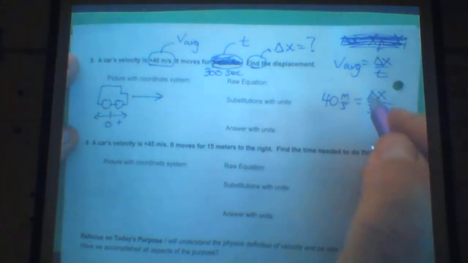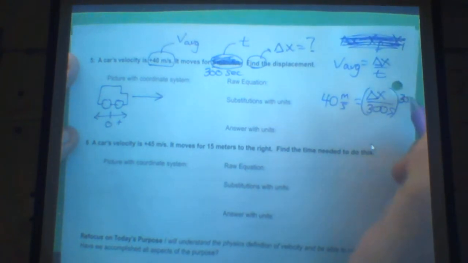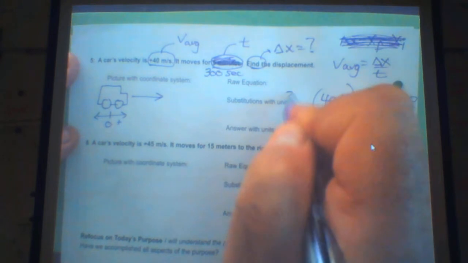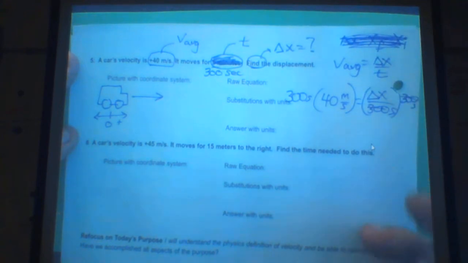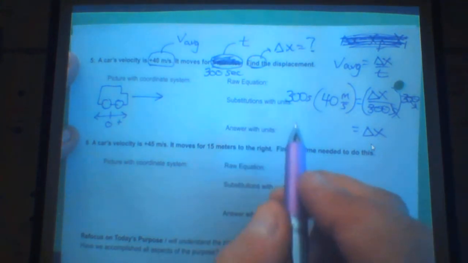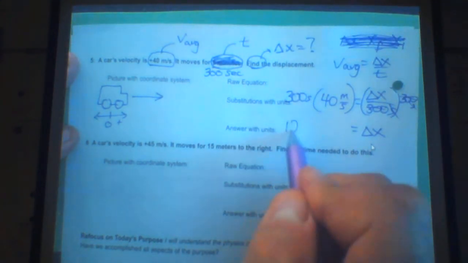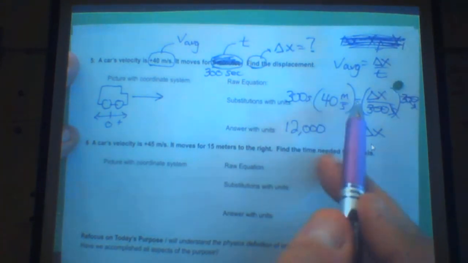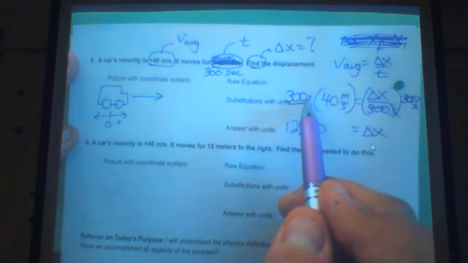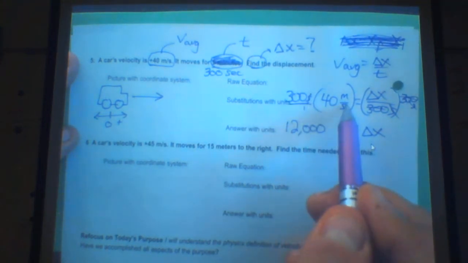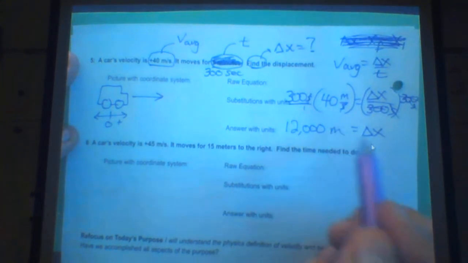To solve for delta x, I multiply both sides by 300 seconds. So over here, the 300s cancel, but the seconds also cancel, just like x's and y's and m's and p's in algebra. So on the right-hand side, all I have is the displacement. On the left-hand side, I multiply the numbers, and I get 12,000. When I look at the letters, this s is sort of like over 1. So that's an s on top, there's an s on the bottom. They cancel, leaving just plain old m for meters.